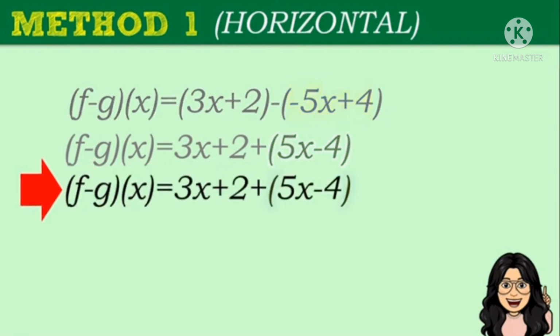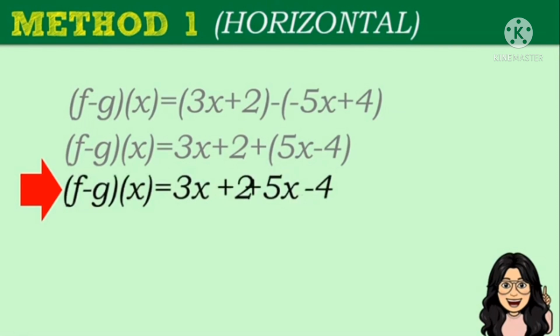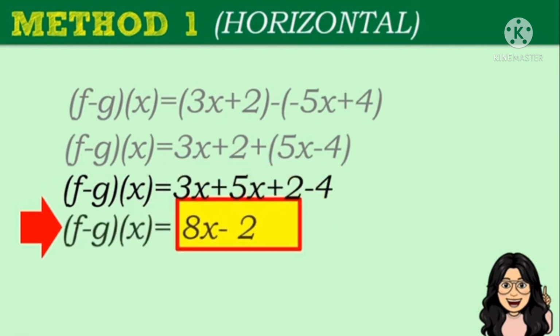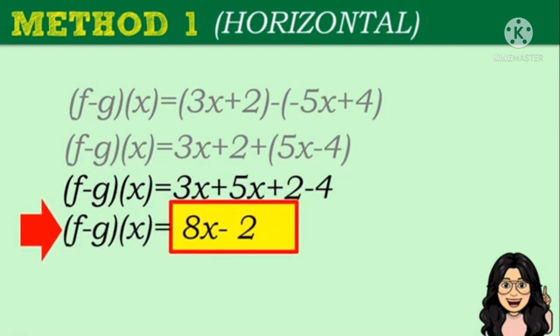After that, we will take out the parentheses. It will look like this. And we are going to combine like terms, so we are going to have 3x plus 5x, and we are also going to combine the constants 2 and negative 4. Here, we will be making use of the addition of integers by adding the numerical coefficients of x. So we have 3 plus 5, that will give us 8x. And 2 minus 4 will give us negative 2. So the answer will be 8x minus 2.